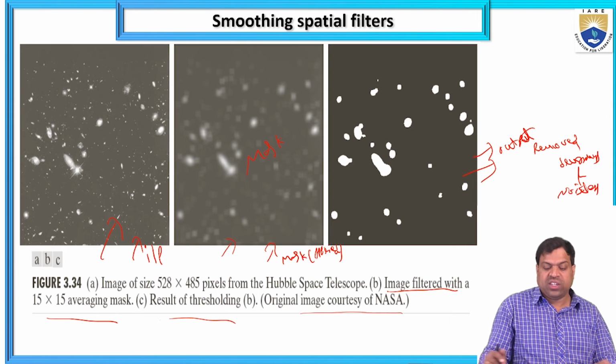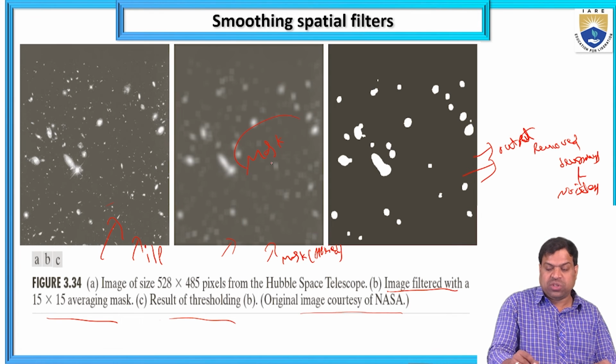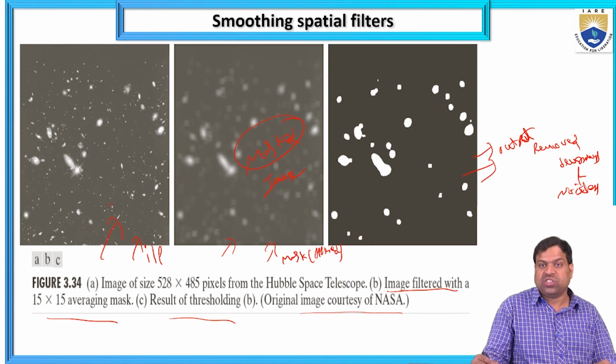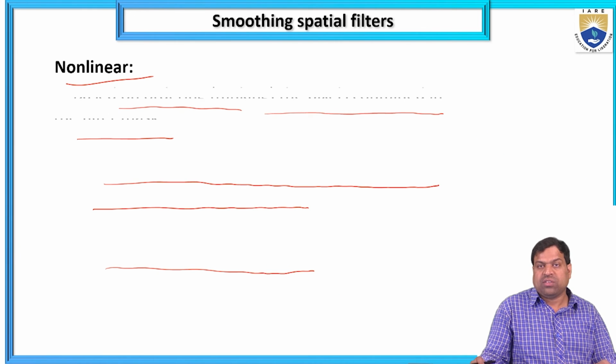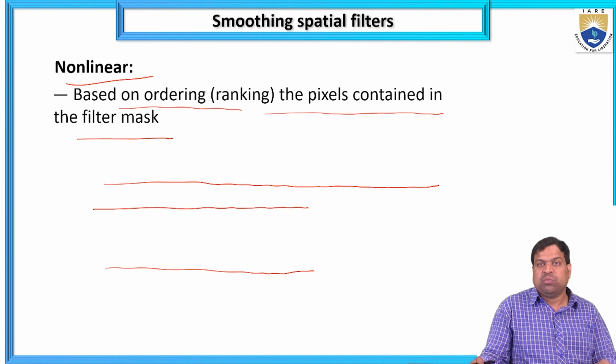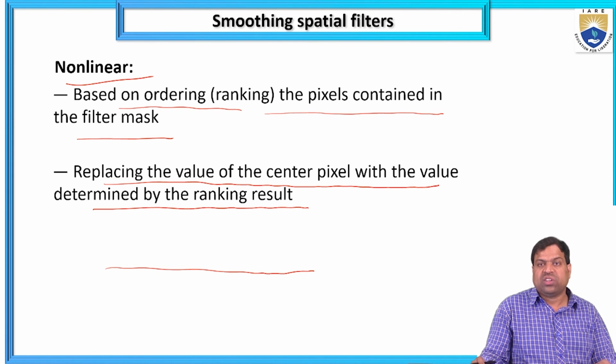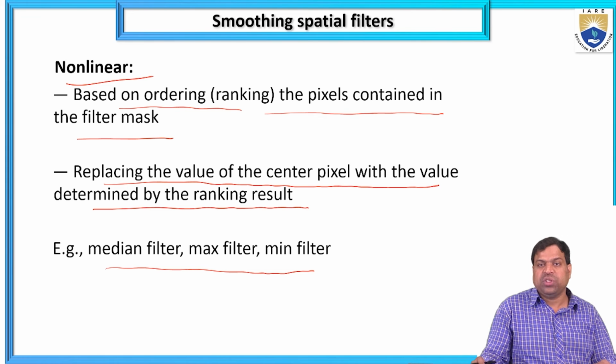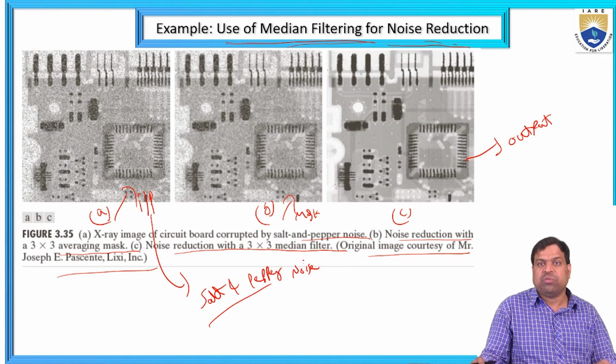Okay, it is the input image, and it is a masked image, and it is the final output image. Okay, it is a thresholding image. Another is a non-linear filter based on ordering or ranking of the pixels contained in the filter mask. So it replaces the value of the center pixel with the value determined by the ranking result. The examples are the median filter, maximum filter, and minimum filter.